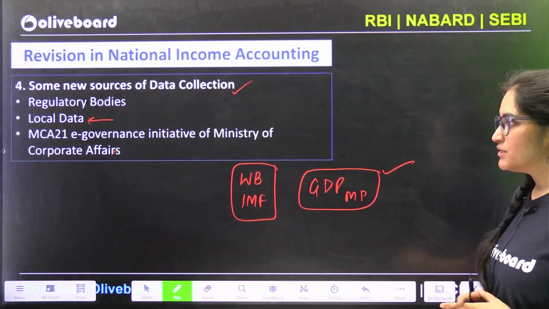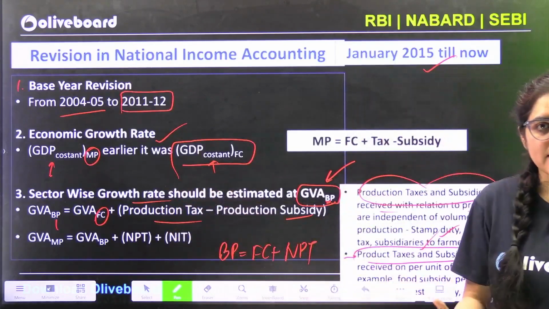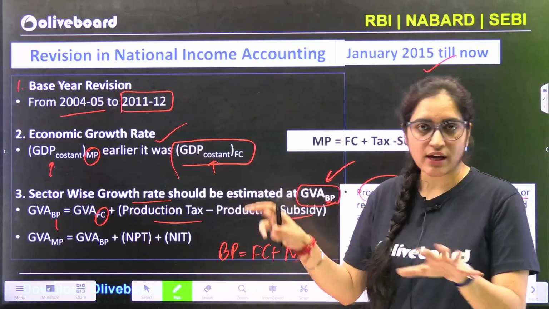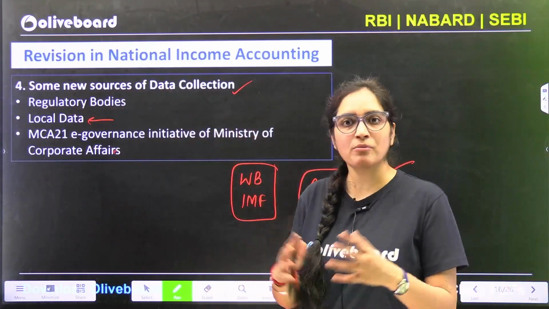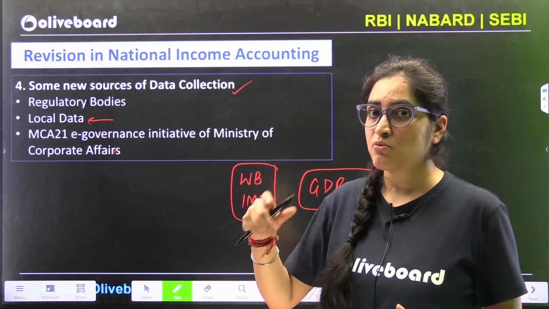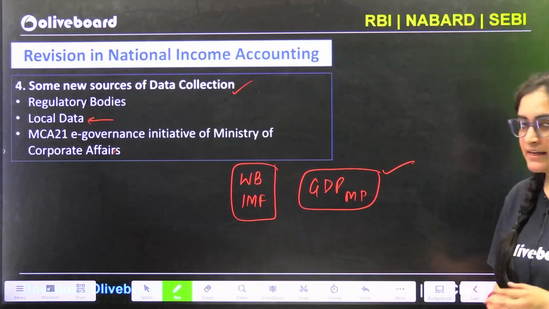The other thing was that GVA calculated at basic prices showed a better picture of what was going on in the market. With the collection of data from so many sources, the government was also trying to check what errors are involved.